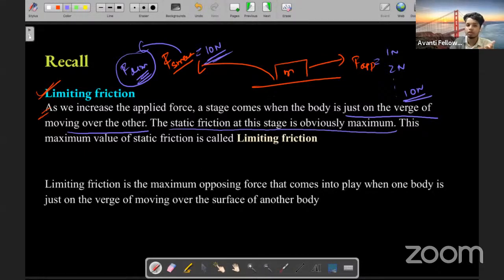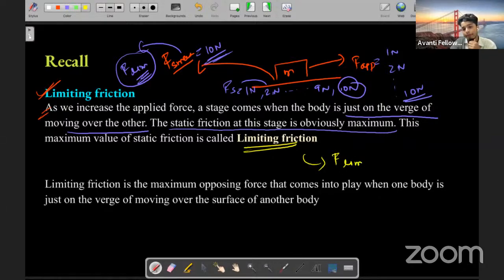At this stage the static friction is obviously maximum. Over here the static friction, which is a variable quantity, was applying 1 Newton, 2 Newton, up to 9 Newton. When 10 Newton was applied, it said, okay, this is the maximum static friction that I can apply, I can hold the body. Now this maximum value was known as limiting friction. It was called F limiting. Initially we used to call it Fs max.